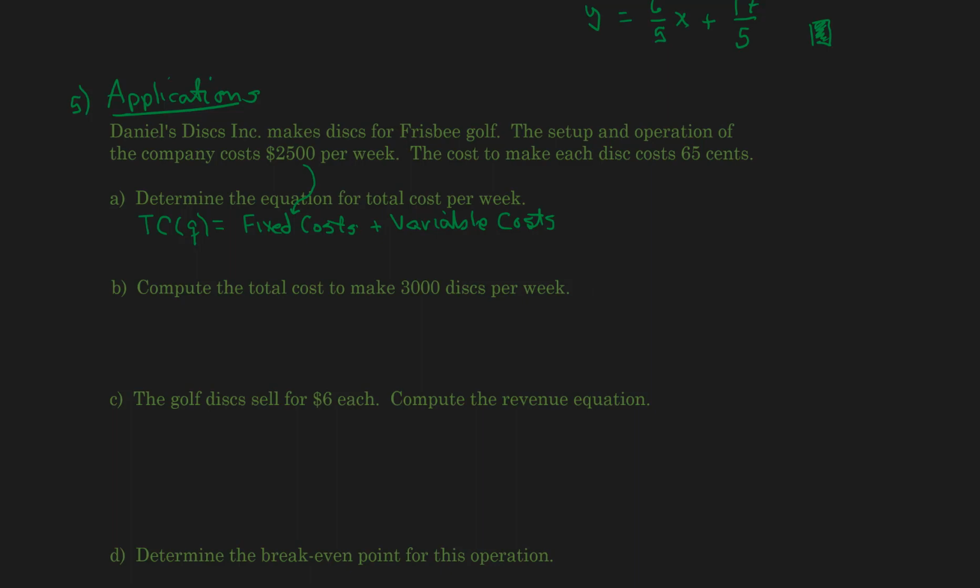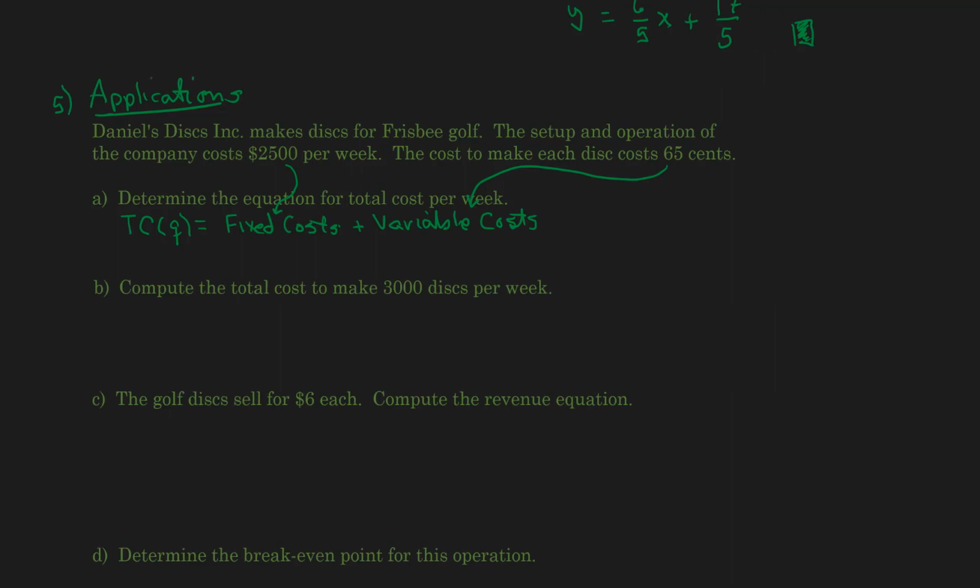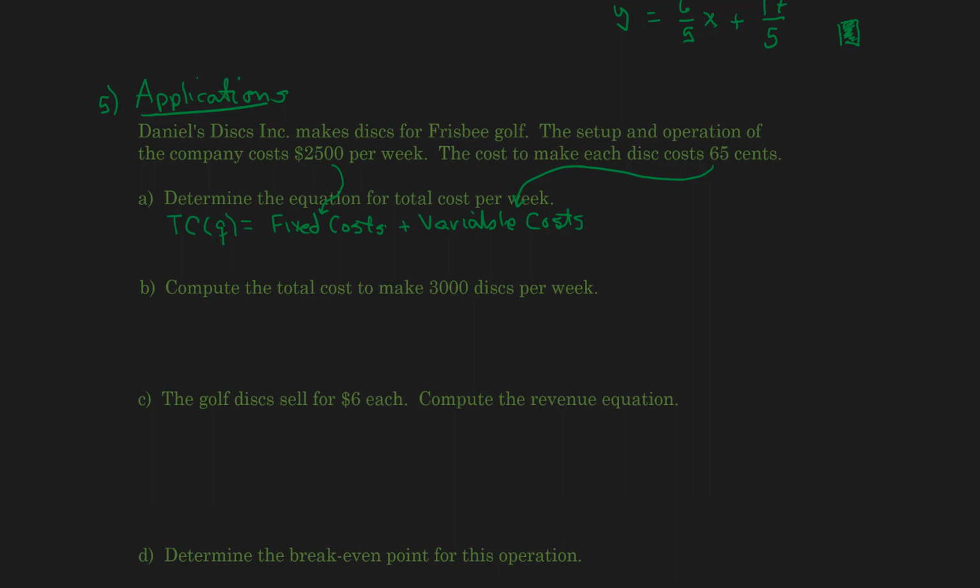The variable cost is the cost that changes dependent upon the number of units that you're making. So the variable cost in this case is going to be the 65 cents. Now you've got to be really careful here because our fixed costs are in terms of dollars, whereas our variable costs are in terms of cents. We can't have two different units. We have to convert them all to the same unit. It would probably make more sense to convert the cost per disk to something in terms of dollars, and we'll list this as being $0.65.